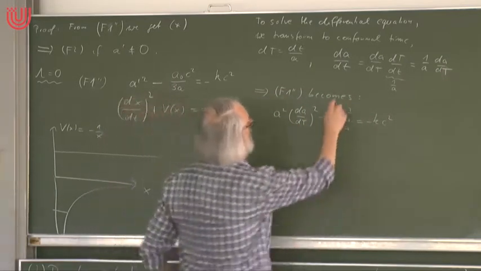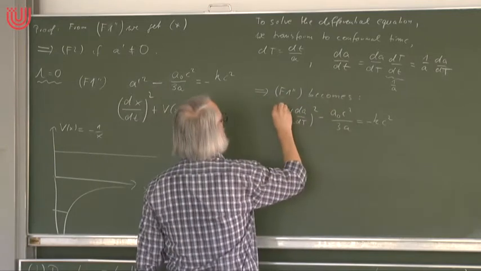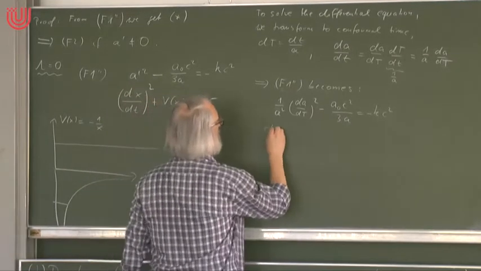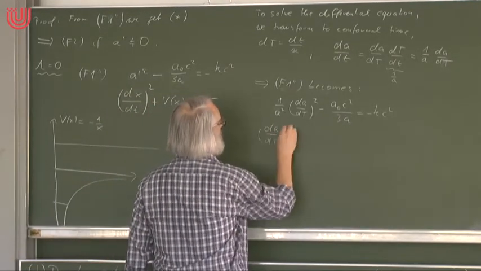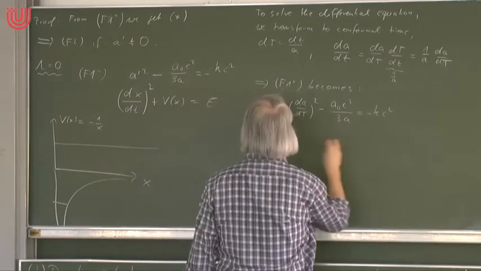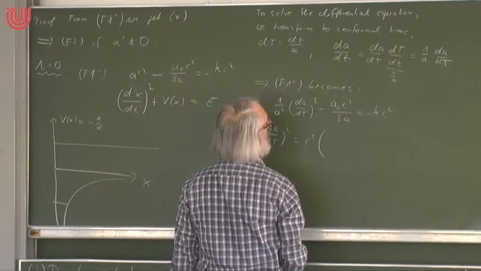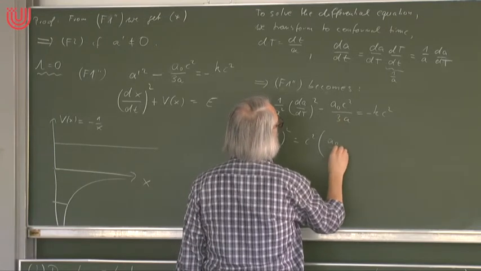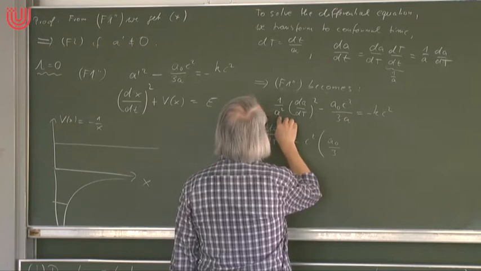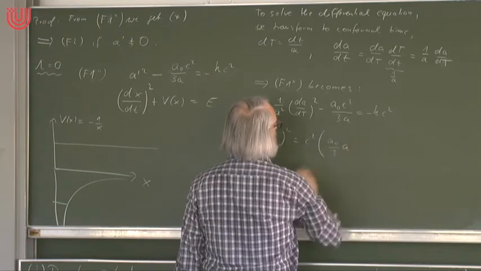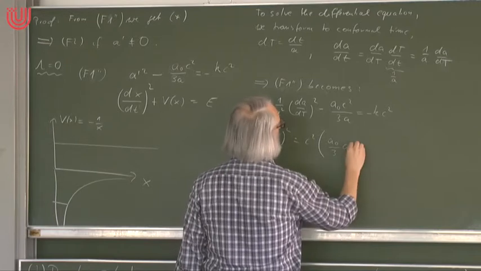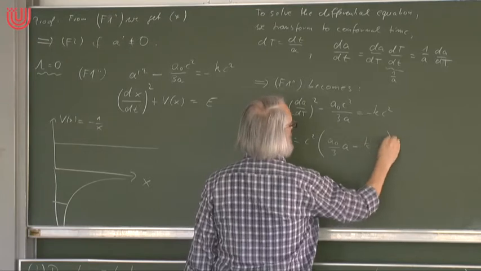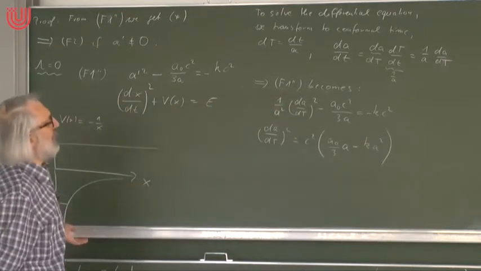So now I express this term here, and then I get this 1 over a squared, and that's much nicer. So I have dA by d capital T squared is, on the other side I have c squared times what? C squared times this here, a naught over 3. This comes in the numerator, divided by 1a gives this here. And this is a minus k a squared. Is that true? Is the 3 correct?